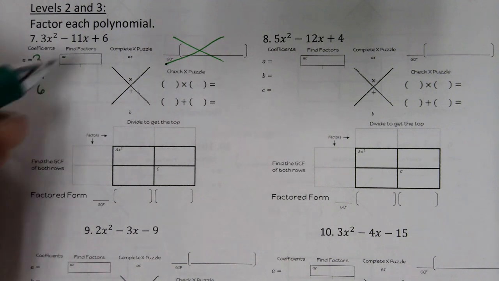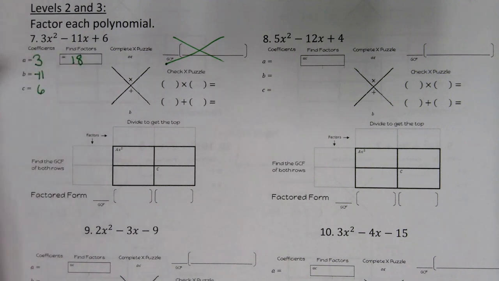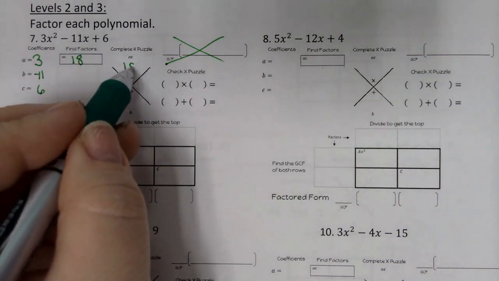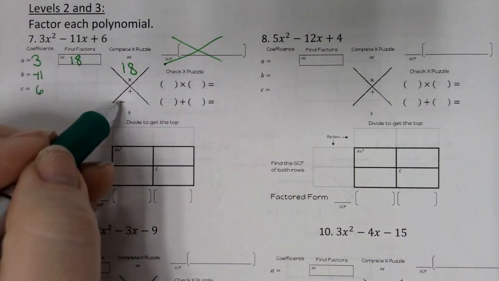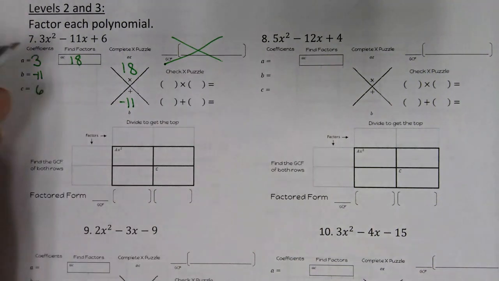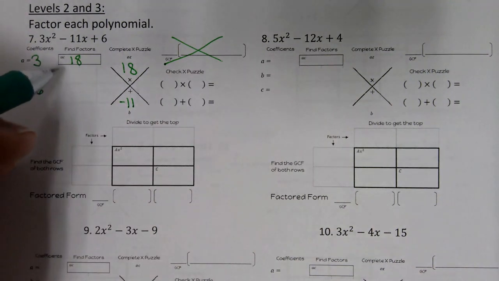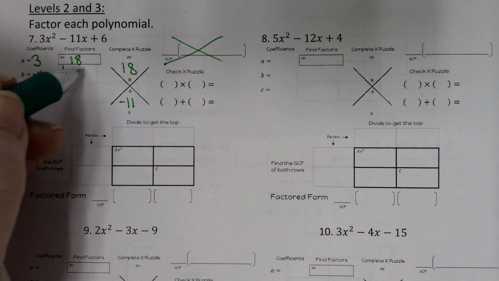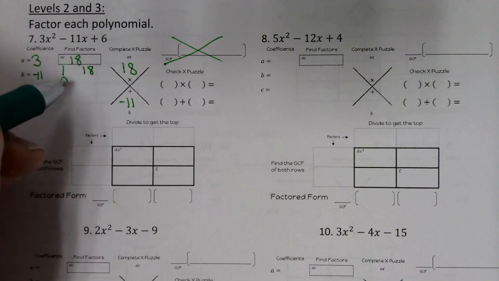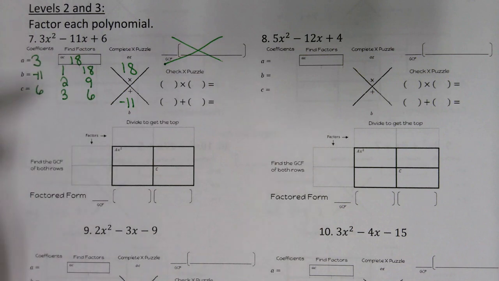A times C is 18. That means that the top of my x is 18 and the bottom of my x is negative 11. Then we'll write out the factors of A times C. 1 and 18, 2 and 9, 3 and 6. Those are all of the factors.